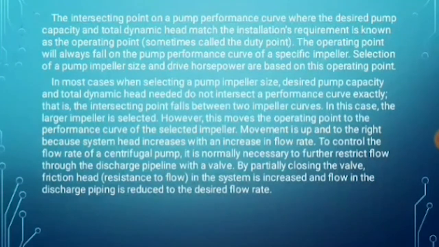In most cases, when selecting a pump impeller size, the desired pump capacity and total dynamic head needed do not intersect a performance curve exactly. That is, the intersecting point falls between two impellers. In this case, the larger impeller is selected. However, this moves the operating point to the performance curve of the selected impeller. Movement is up and to the right because the system head increases with an increase in flow rate. To control the flow rate of the centrifugal pump, it is normally necessary to further restrict flow. Friction head in the system is increased and the flow in the discharge piping is reduced to the desired flow rate.